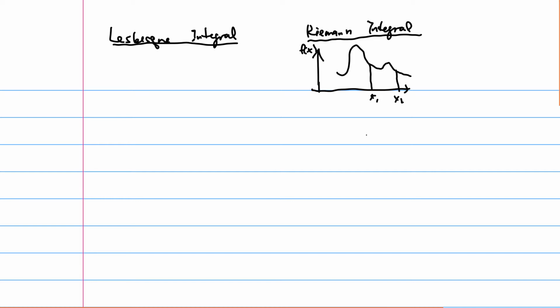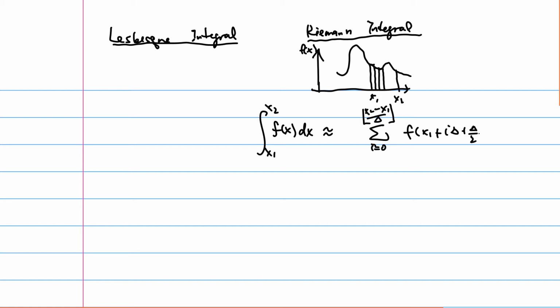Basically, what the Riemann integral does is partition this interval into very tiny strips. And instead of computing the area under this curve directly, we approximate this area as the sum of the areas of the strips. So we have the integral from x1 to x2 of f(x) dx is approximated as the sum over i from 0 to (x2 minus x1) over delta pieces, of f(x1 plus i delta).